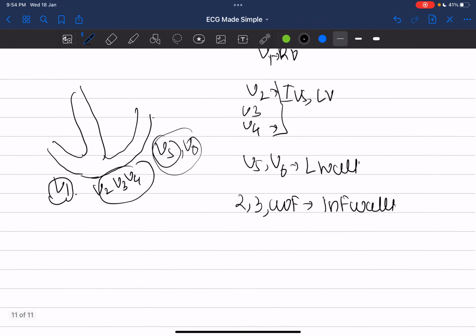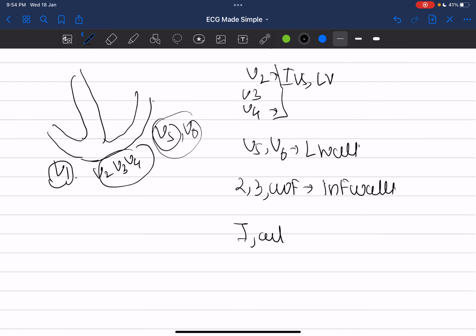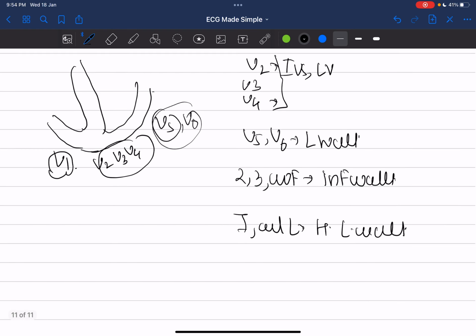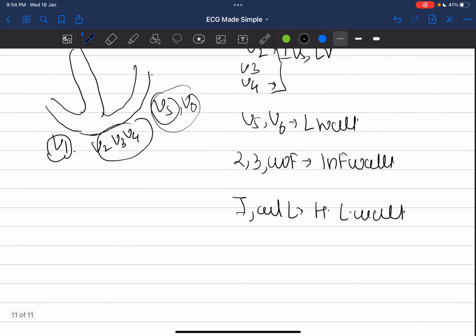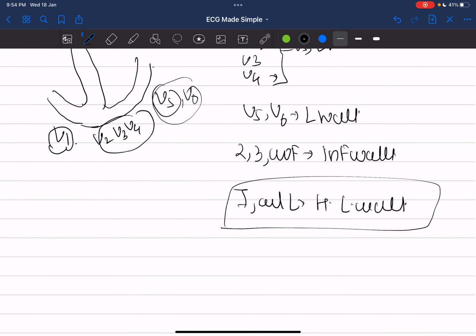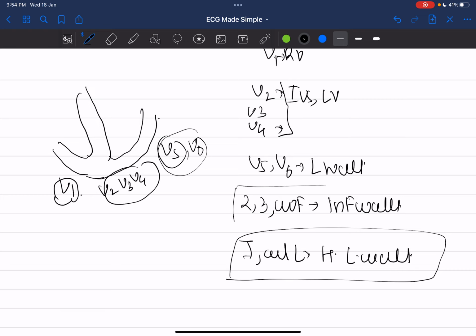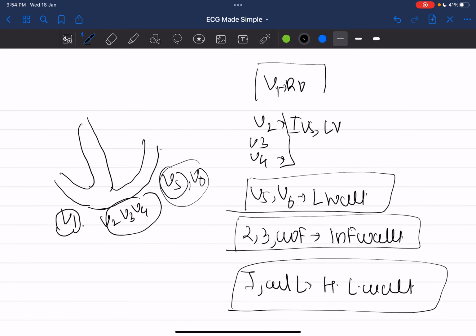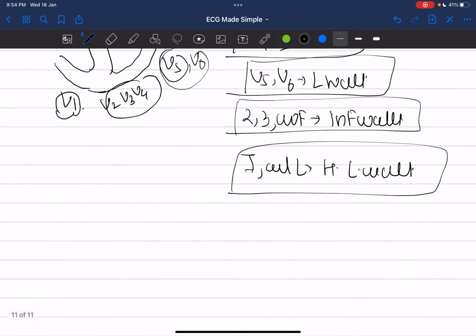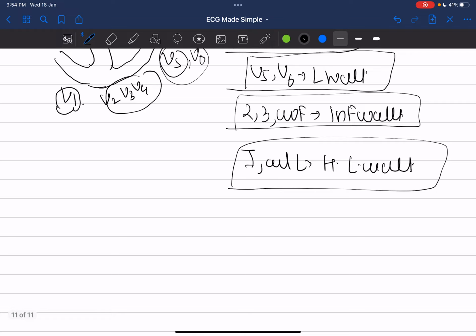And 1 and AVL also give the high lateral wall. This is very, very important. I would say you start reading ECG in these CAD territories. 1 and AVL indicate the high lateral wall, 2, 3, AVF indicate the inferior wall, V5, V6 indicate the lateral wall, V1 indicates RV changes, and V2 to V4 indicate the interventricular septum and the LV anterior wall. So you have to start seeing the ECG in this territory.